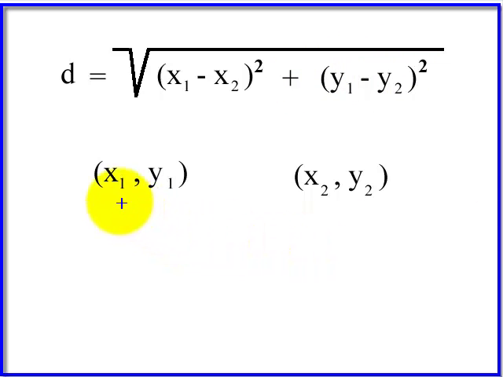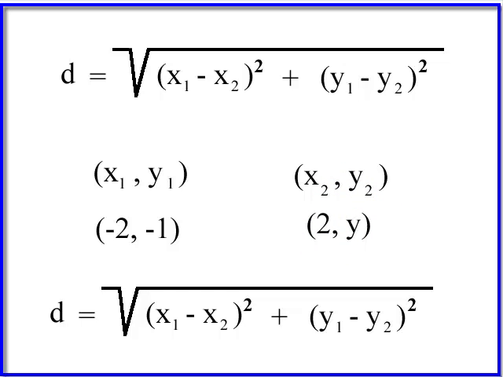So we have to identify our points. One point we already have, right? That's the -2 comma -1. The other point, we just make it up. We're going to let that second y value be a variable called y. But we're going to plug that into the formula. Okay? So x1 minus x2 is -2 minus 2. y1 minus y2 is -1 minus y.